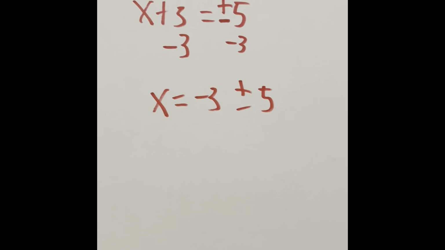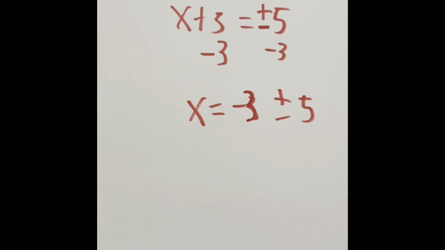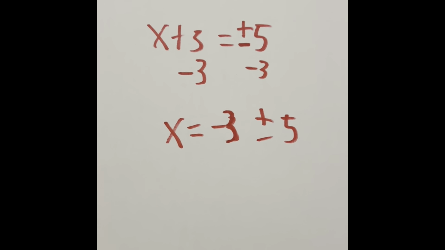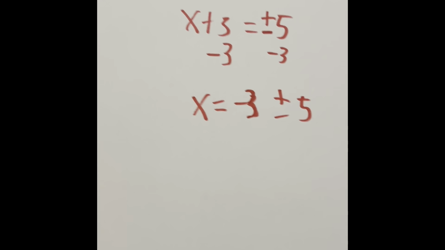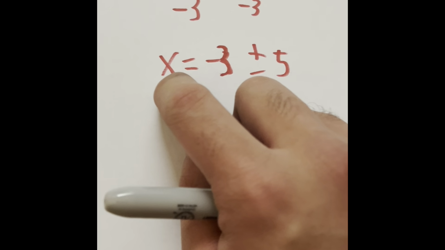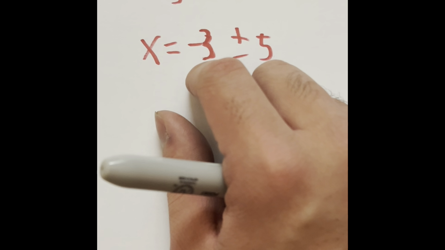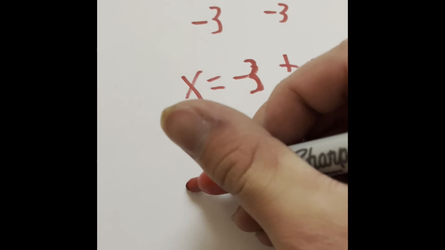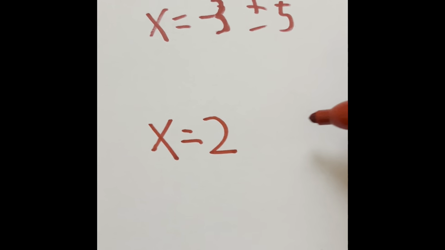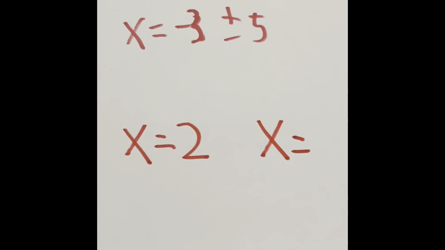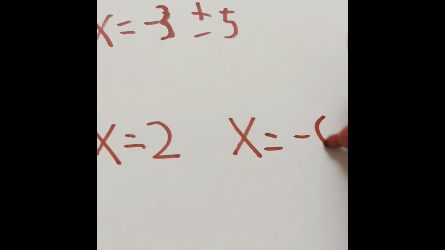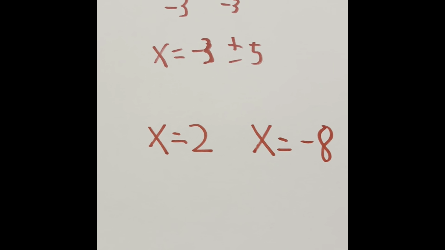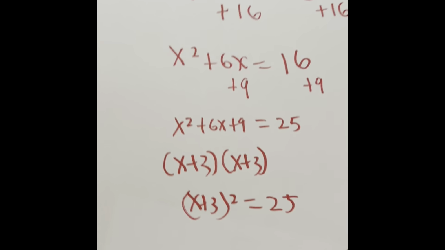But we still have to simplify it. We're not done yet in our simplest answer. If it was a radical, then you would stop here. If it was a decimal, then you would stop here. But since it's a whole number integer, we keep going. So here's what's going to happen. Negative 3 plus 5 is going to be x equals positive 2. And x is also going to equal negative 3 minus 5, which is negative 8. So that is going to be our answer for x when we complete the square.